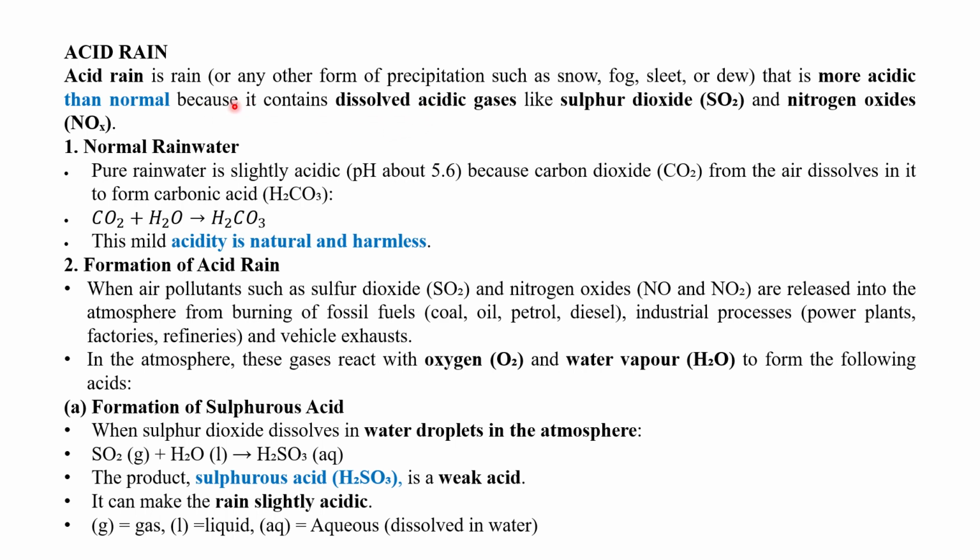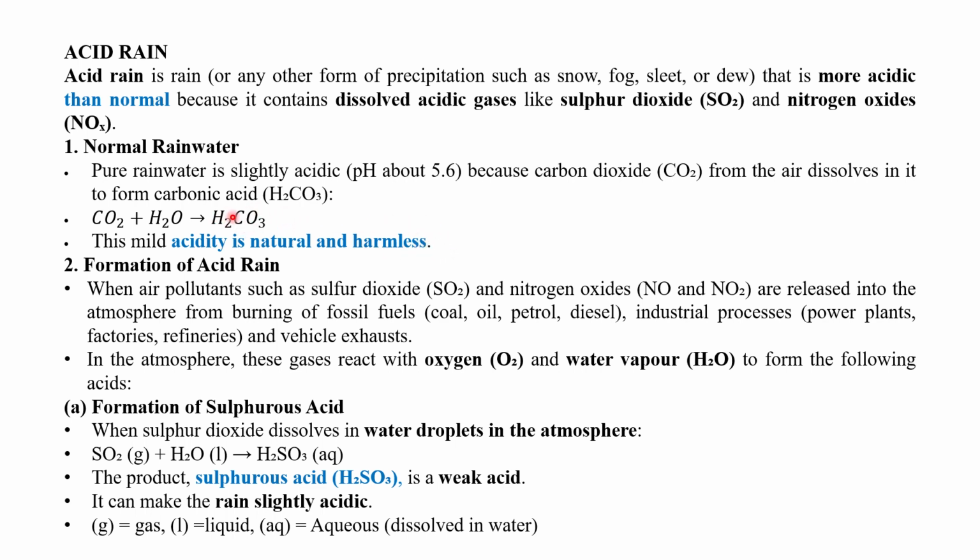So we can say the normal rainwater. Normally, as we know, carbon dioxide is available in the atmosphere. Pure rainwater is slightly acidic. The pH is less than 5.6 because CO2, which is available in the atmosphere, dissolves in the rainwater and forms carbonic acid, H2CO3. Normally, this mild acidity is natural and harmless.